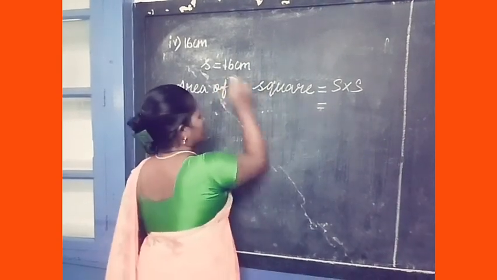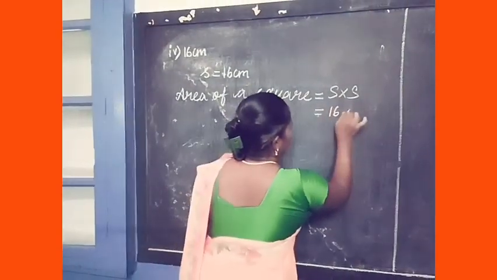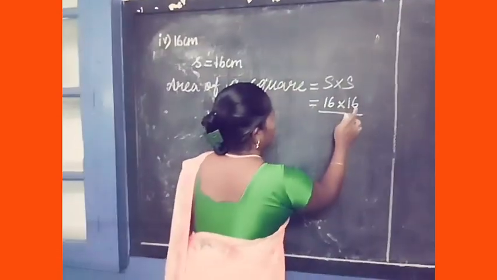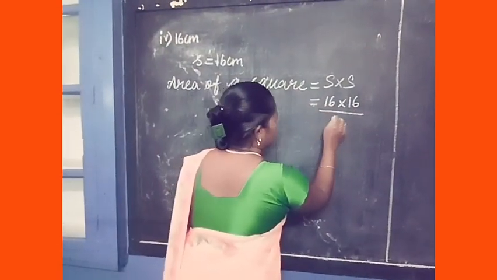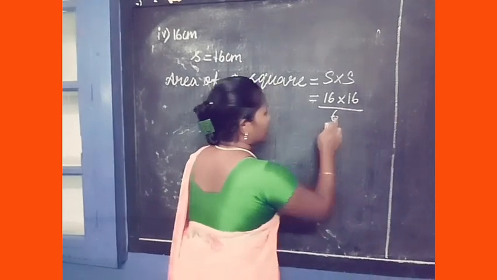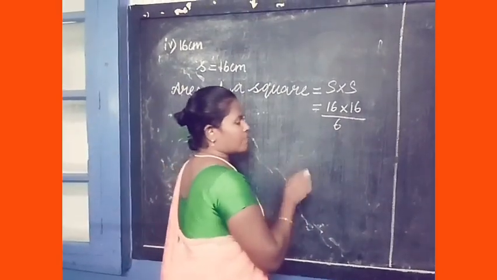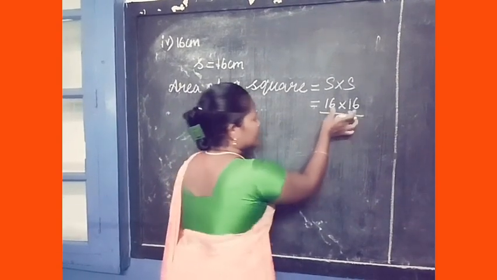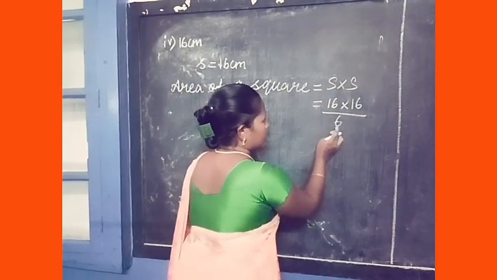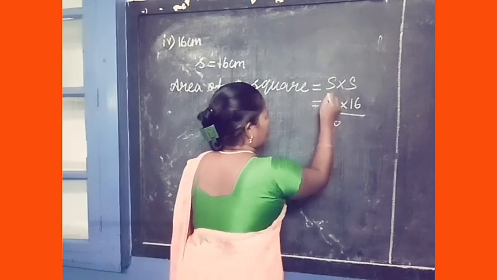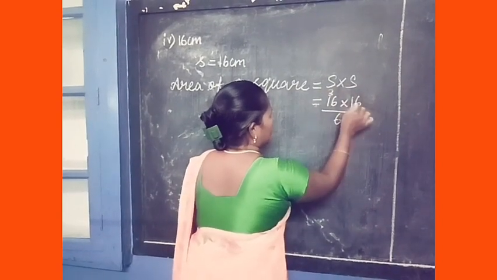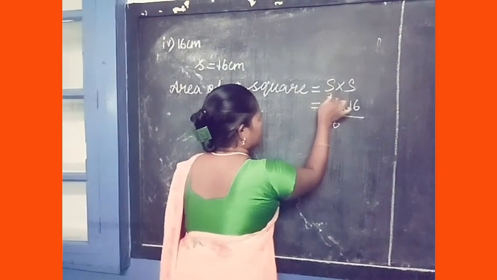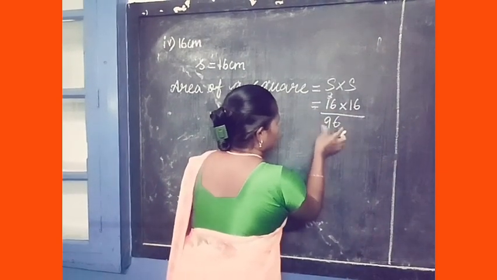So S value is 16. Now write 16 into 16. Now multiply the value. 6 6s are 36. Already you know the square number. Same number we have to multiply, means already 1 to 10 numbers you know. 6 6s are 36. 36, write 6, carry 3. Next 6 1s are 6. 6 plus 3, 9. So this one finish.